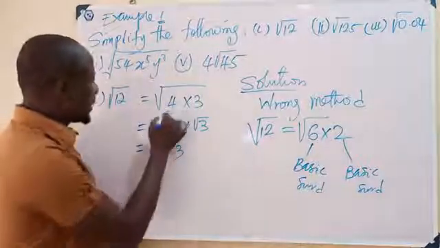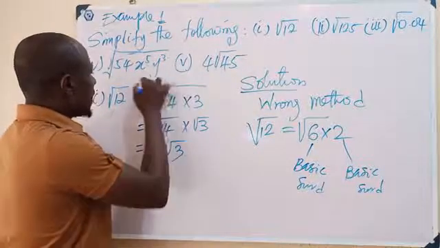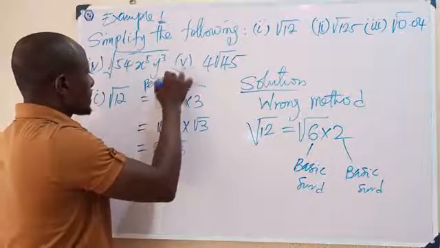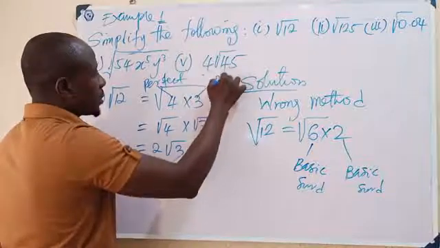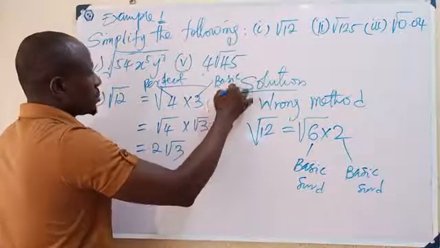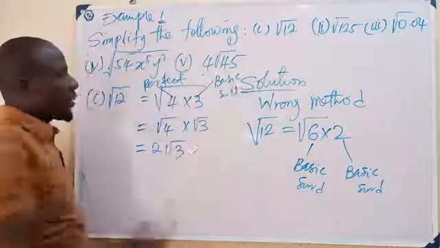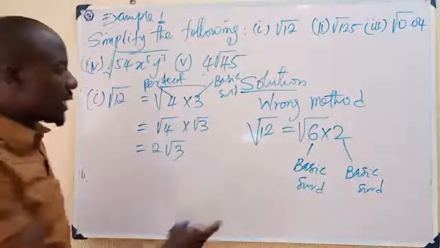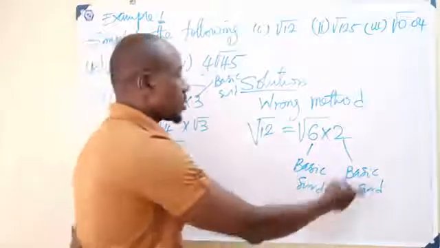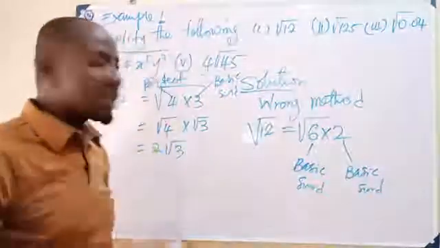But look at this one. This is what? Perfect square. This one, basic surd. You can see the difference. Perfect square, basic surd. Why this one? Basic surd, basic surd. You cannot go more than this. The highest you can do is this.